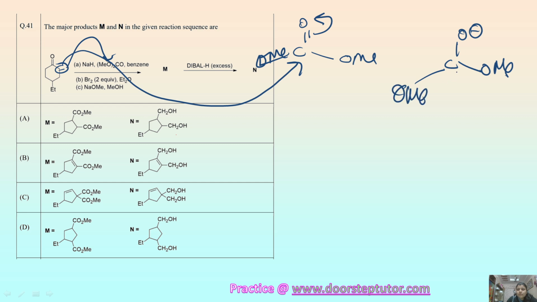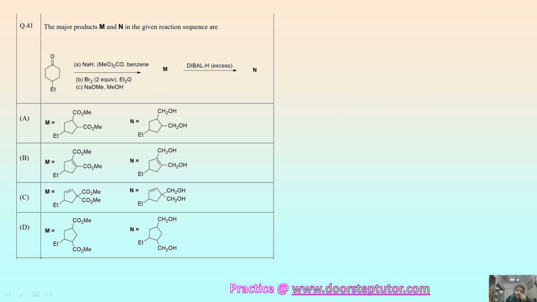We have this particular group which attacks. So this particular double bond comes back, and the OMe will remove. So in the first step, one OMe removes and you are getting your product like this, in which you have C double bond O, OMe.